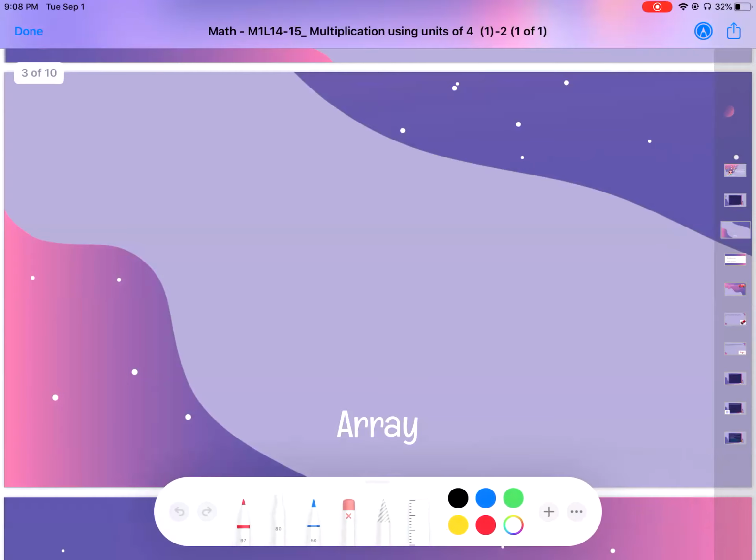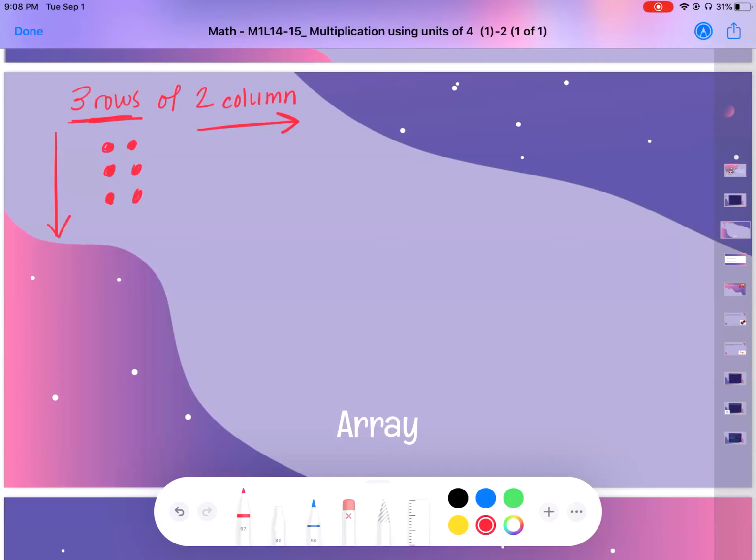Let's say there is a question that's asking us to draw 3 rows of 2. Here, I want to remind you that rows are the ones that go downward, that's in a vertical line. And columns are the ones that go sideways. So I always begin with my rows. It says I have to draw 3 rows, so I'm going to draw 3 dots like this. And I'm going to add another dot next to each one to make 2.